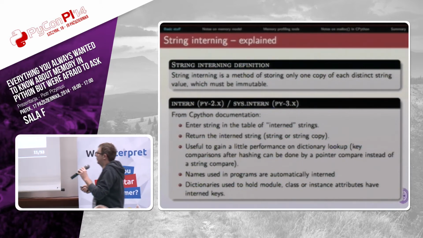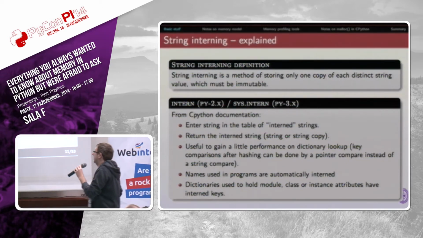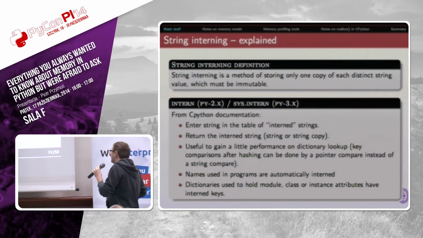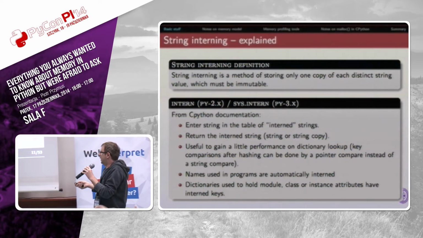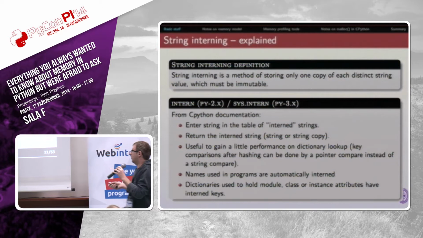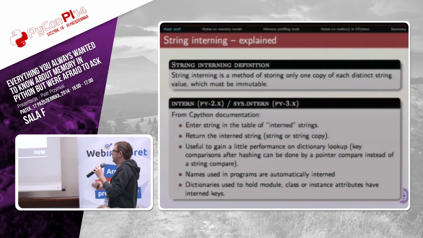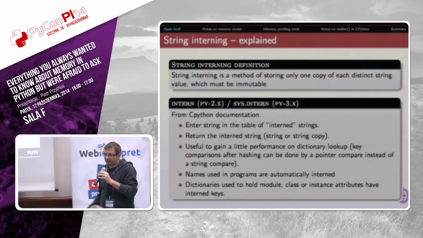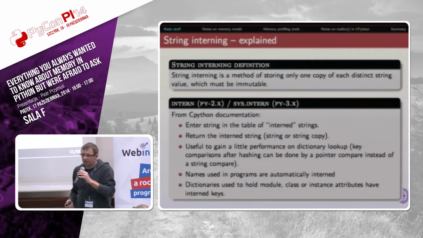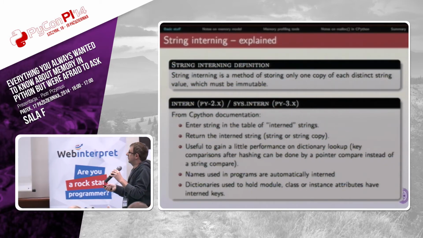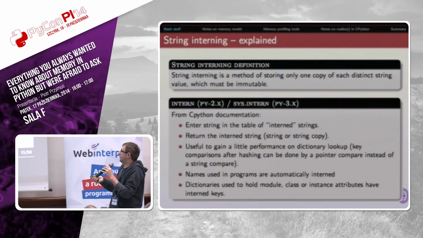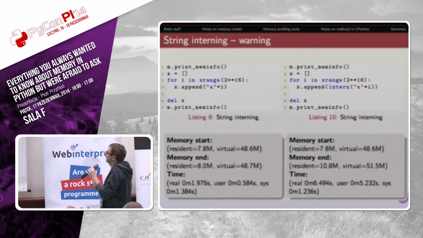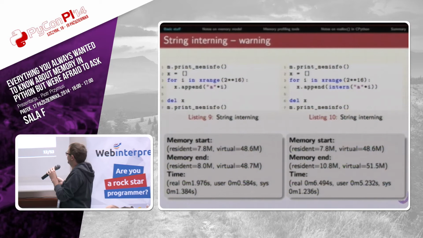This is used for performance. You can gain a little performance on dictionary lookup when you use a lot of dictionaries with the same keys. And Python actually uses this internally, so all names in programs are automatically interned, and actually the dictionaries holding the module or class attributes will also be interned. And so you can use this knowledge in particular cases when you have a lot of dictionaries with the same keys. But here's a little bit of warning: it's not free.